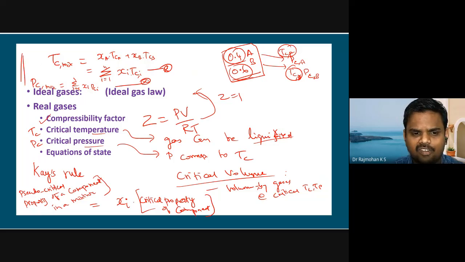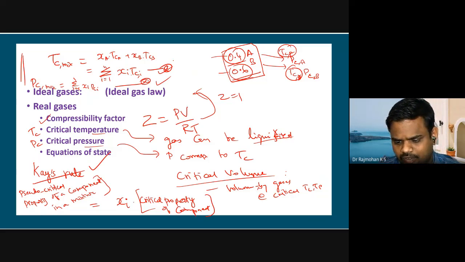If it is a pure component, we make use of TC and PC values, but if it is a mixture, for example containing A and B, we will make use of the average TC, which is calculated using this formula. That rule is Kay's rule. We have to make use of Kay's rule to determine the property of a mixture if the individual properties are known.